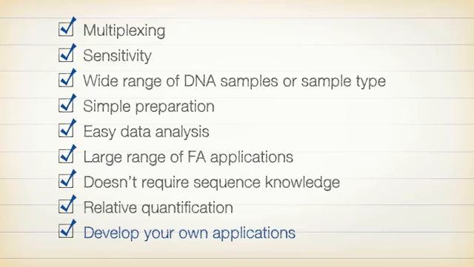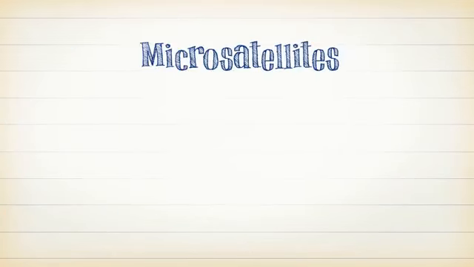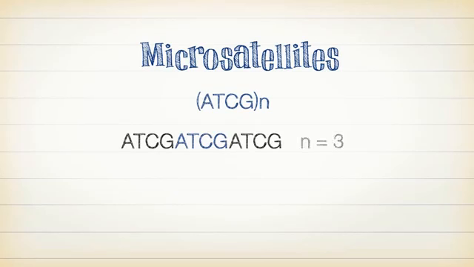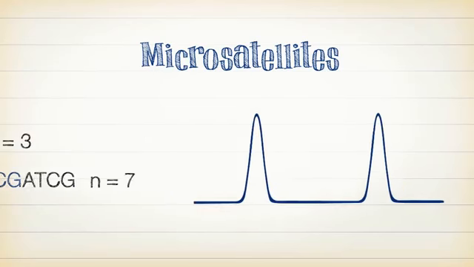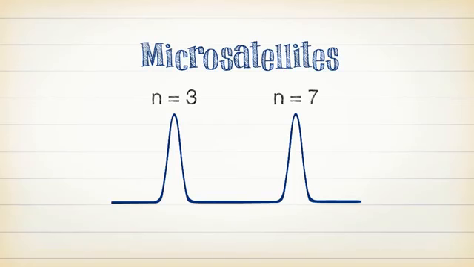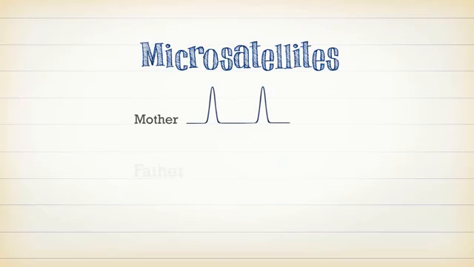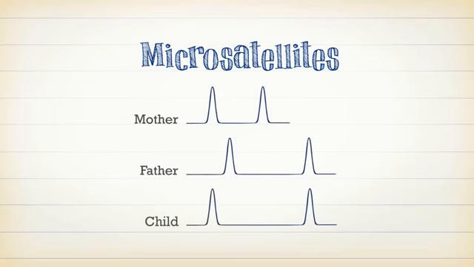The most common fragment analysis application is for microsatellites, which are repeats of 2, 3, 4, or more bases. These repeat units vary between individuals, which allow you to genotype samples. DNA fragments containing microsatellites are amplified by PCR, and the size of the amplicon produced is directly linked to the number of repeats. A paternity test is a perfect real-world example of microsatellite analysis in action.